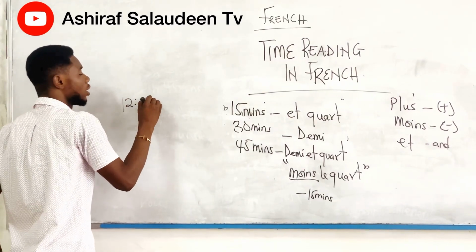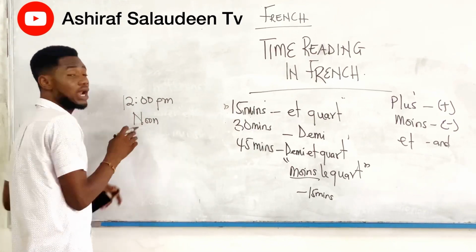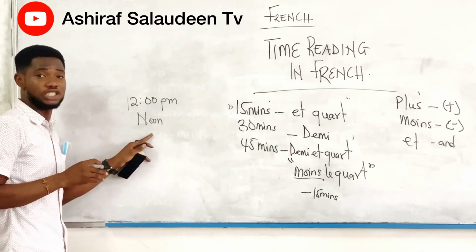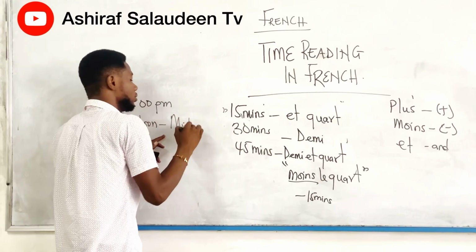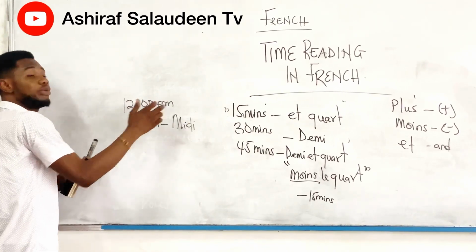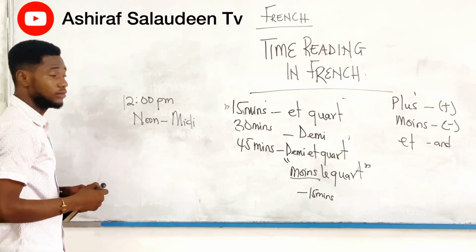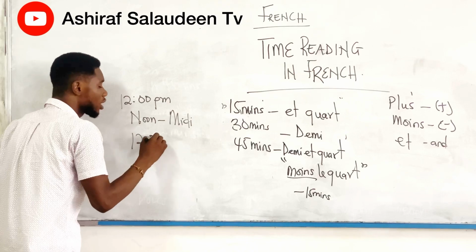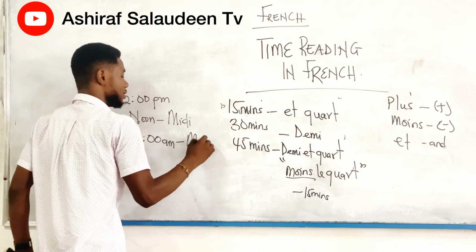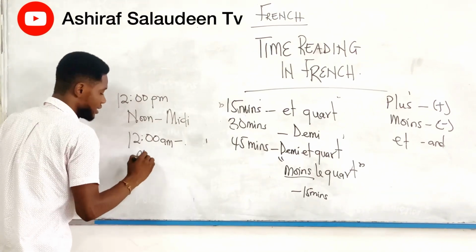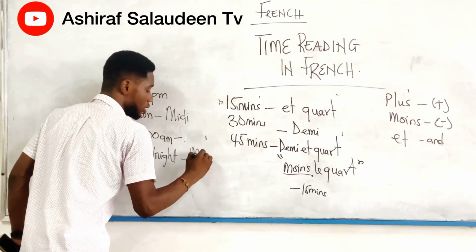12 o'clock p.m. is noon. If someone asks you for the time in French, in English, you can tell the person it is noon. Now this is midi. So if you see 12 o'clock p.m. and your possible answers, you see midi, this is the correct answer. Now if you see 12 o'clock a.m., this is midnight. And midnight is minuit.